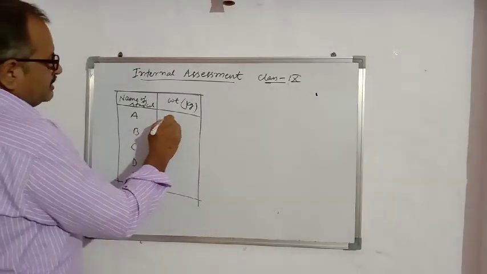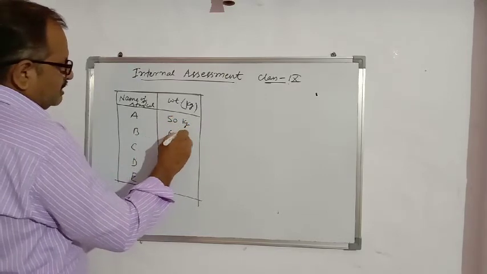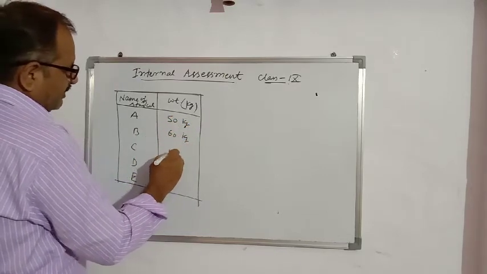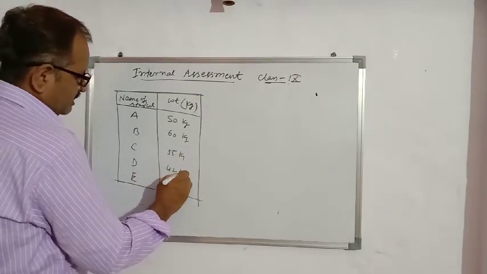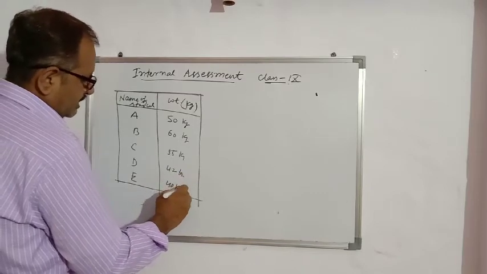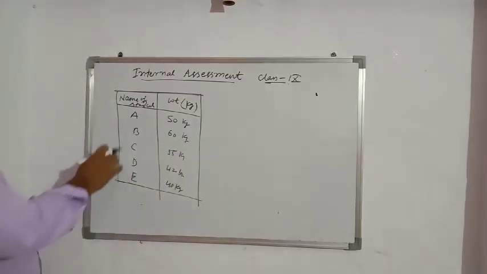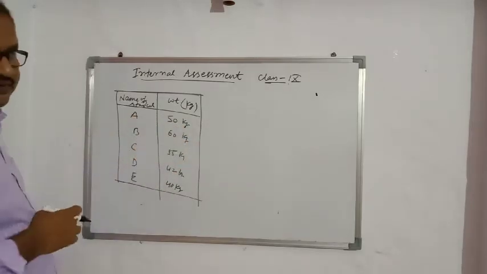Their weight is 50 kg, 60, 55, 42 kg, 40 kg like this. So we will make the table for the name of the students and their weights.